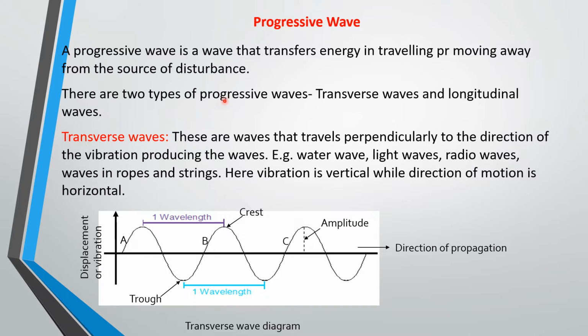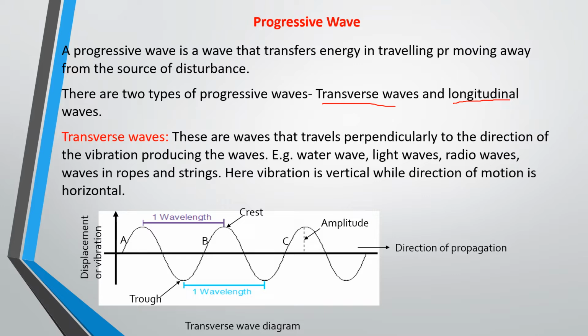So we have a progressive wave, and for progressive wave we have two types. A progressive wave is a wave that transfers energy by traveling or moving away from the source of disturbance. Okay, so that is a progressive wave. So we have two types of progressive wave: transverse wave and longitudinal wave.